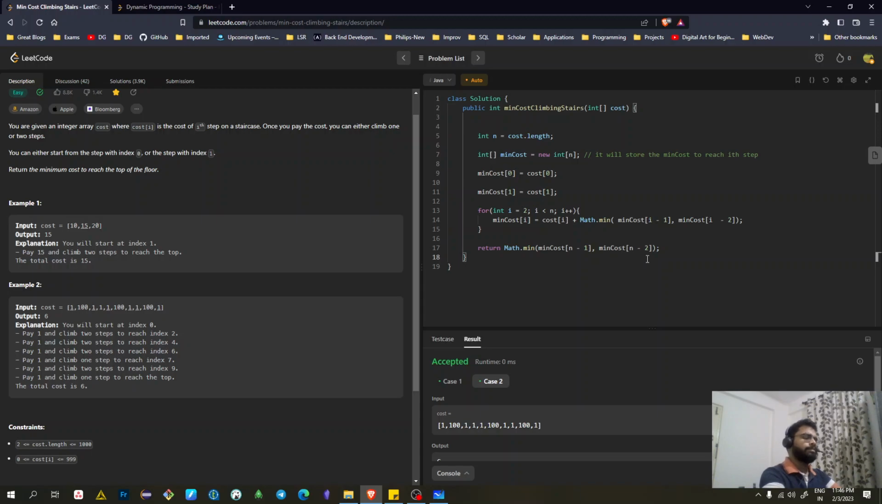Time complexity: we are only visiting each position once, so O of N. Space complexity: we are using a DP array, which is the minimum cost array. So this is also O of N, because its size is N, right?